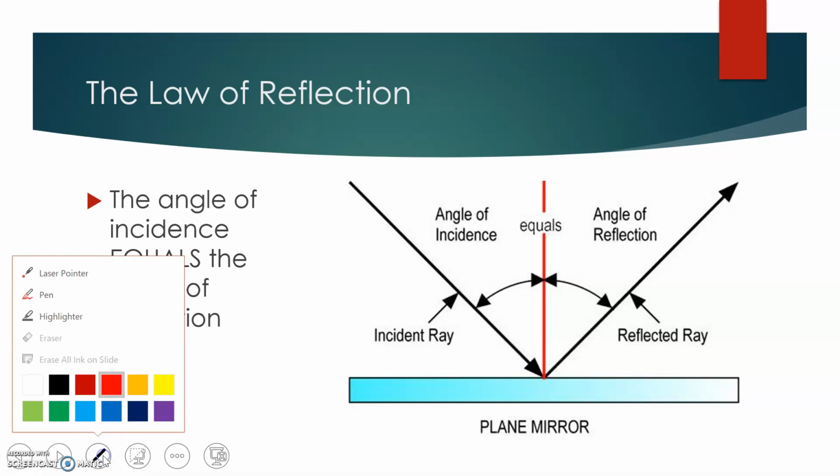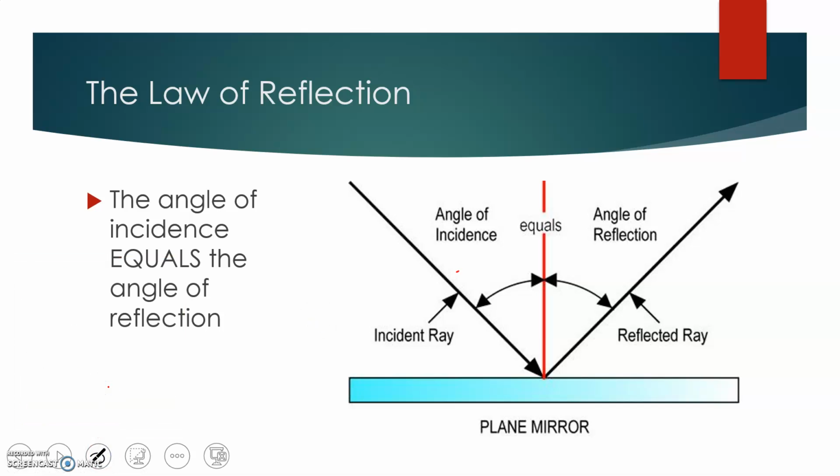that means that the angle of incidence, which is this angle here, equals the angle of reflection, which is the angle right there. And we're going to be looking at our incident ray and our reflected rays and how that incident ray hits the mirror and how that reflected ray is reflected back.